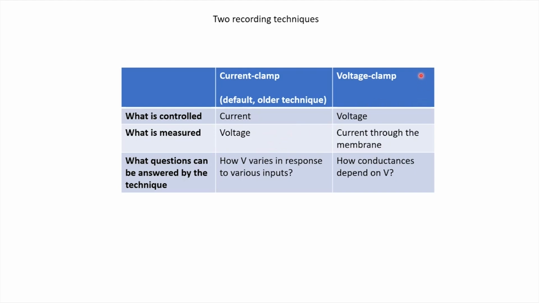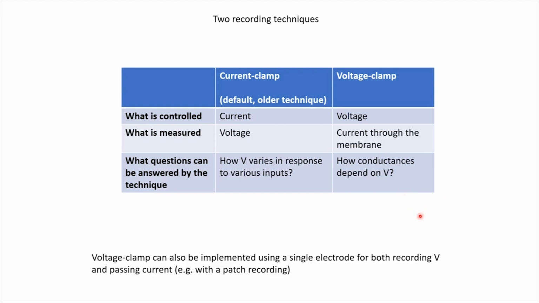On the other hand, in the voltage clamp recordings, we are controlling the voltage. So we fix the voltage of the neuron to a particular value specified by the command potential. What we measure over time is the current. So we are measuring the compensatory current, which tells us how much is the ionic current flowing through the membrane. And these voltage clamp recordings are useful if we want to measure how the conductance depends on the voltage. So by setting the voltage at different values and measuring the currents at those values, we can figure out what are the conductances at different values of V.